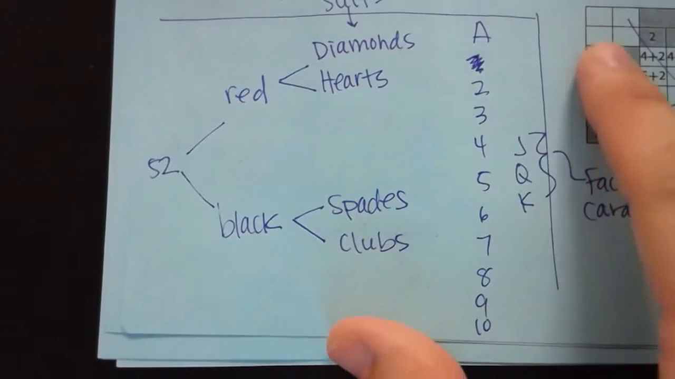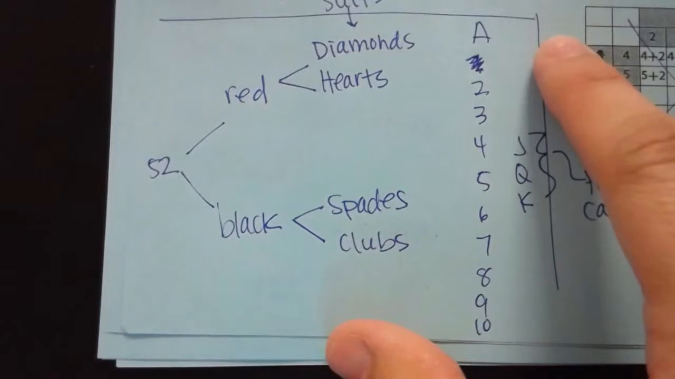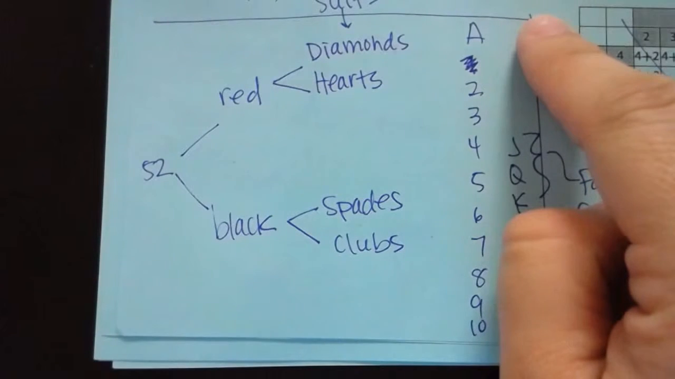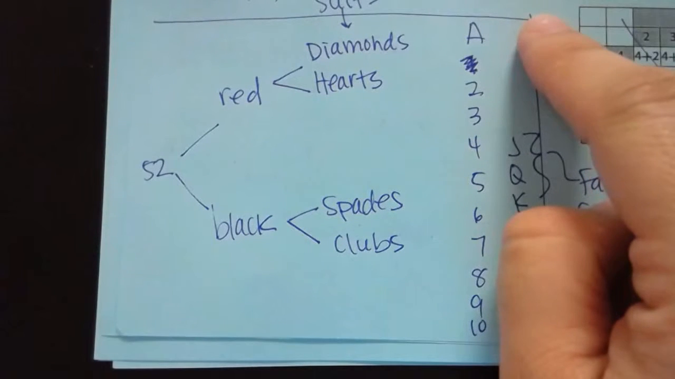What's the probability of drawing an ace? How many aces are in the deck? 4 is the same as 1 out of 13. What's the probability of not drawing an ace? 48 out of the 52. And then you would simplify.